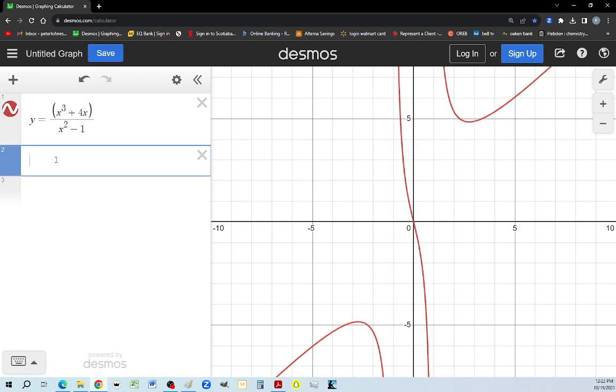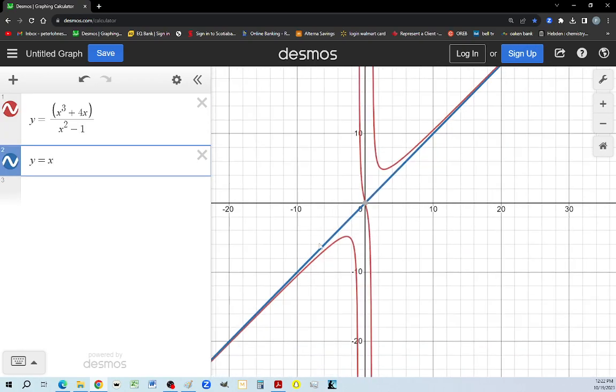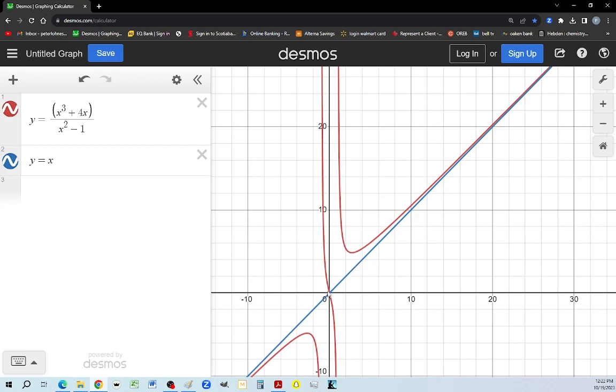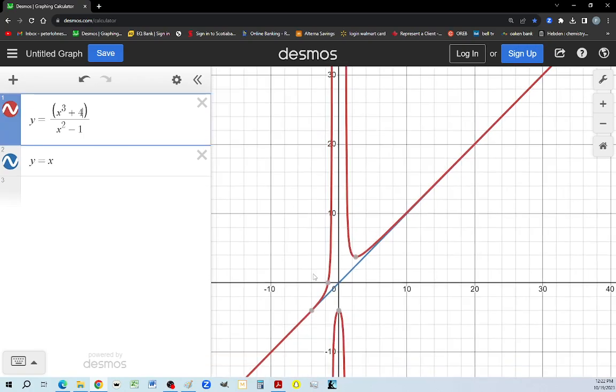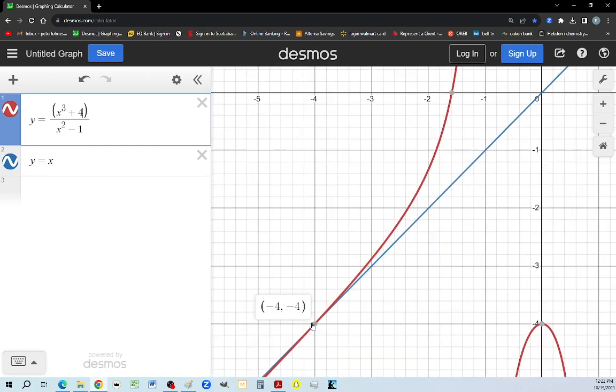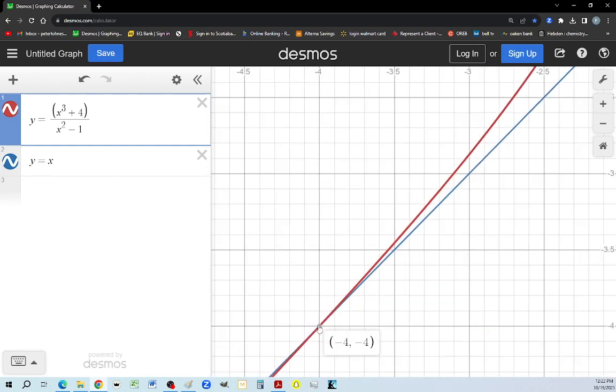Okay, now I'm going to put in the formula for the oblique asymptote. And then when we zoom out, we can indeed see that these red lines hug that blue line. So that is indeed the formula for the oblique asymptote. Now, notice that even if I did not put the x in here, it would still be the right formula. Also notice that sometimes the red line will cross the oblique asymptote once, not twice, just once.